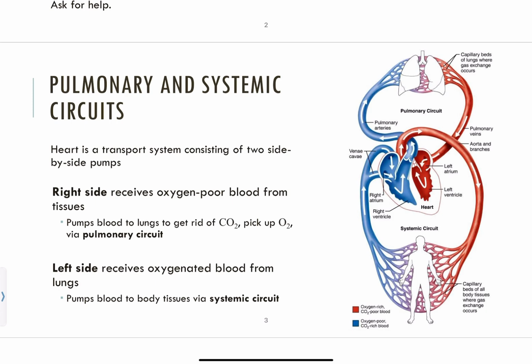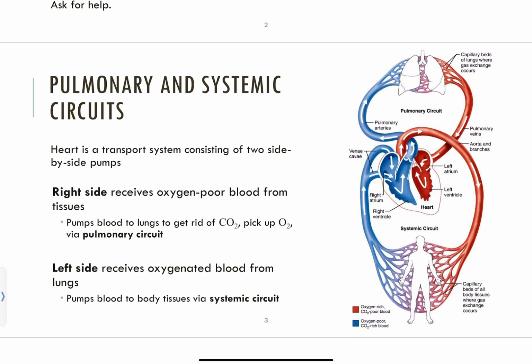Okay, so the heart is a vital transport system, and it's composed of two side-by-side pumps. What they're talking about is the left side of the heart and the right side of the heart. Those are your two side-by-side pumps. And these are going to work together to circulate blood throughout our entire body.